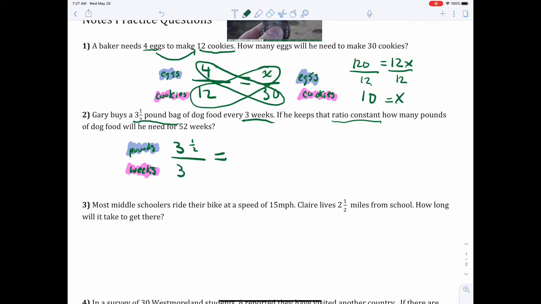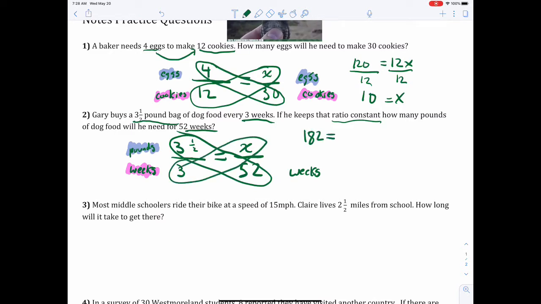So then I'm going to look right over here. Hey, there's pounds. Weeks is on the bottom. Okay, so I'm going to put my 52 on the bottom because that's also weeks. And then we're not sure how many pounds we need. That's what we're trying to figure out. So that's x. So then we can go ahead and we can cross multiply. So 3.5, if you type that into your calculator, times 52. Don't be scared by the fractional amount. It's just a number. We're going to get 182 equals, and then 3 times x is just 3x.